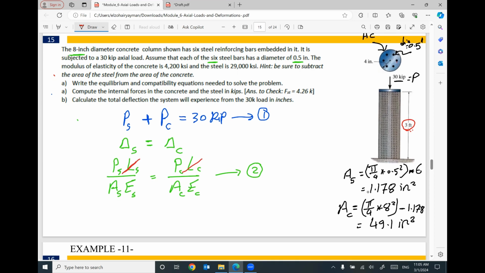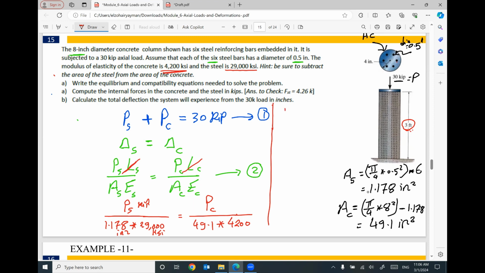So I can say PS divided by area of steel, which is 1.178, times ES. The Young's modulus of steel is given as 29,000 KSI. So this one is in kip, this one is kip per KSI, and this one is inch squared. We are good. This equals the part in concrete, PC, divided by area of concrete, 49.1, times EC, the Young's modulus of concrete, which is given as 4,200 KSI.